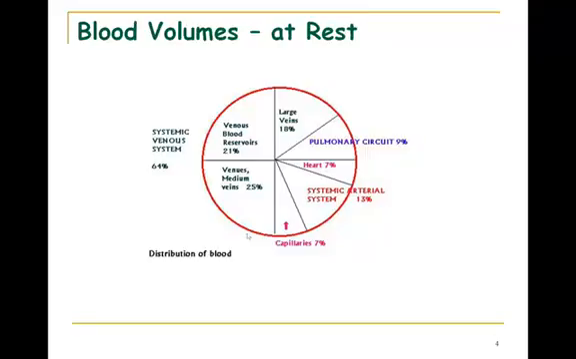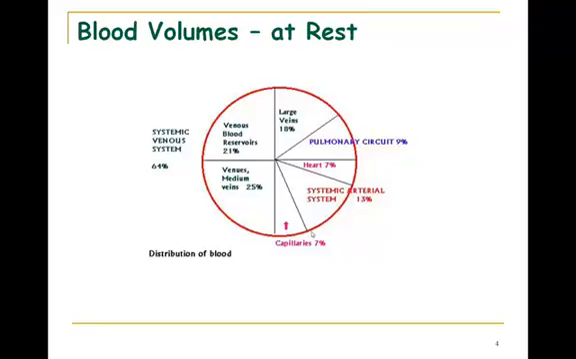If you notice, we've got 13% in the systemic arterial system. You have 9% in the pulmonary system, or in the lungs. You'll notice that the heart and the capillaries both are 7%. They will always be equal to each other. The heart is 7% and the capillaries are 7%, because what leaves the heart will eventually be what's in the capillaries. So they're always going to be the same.